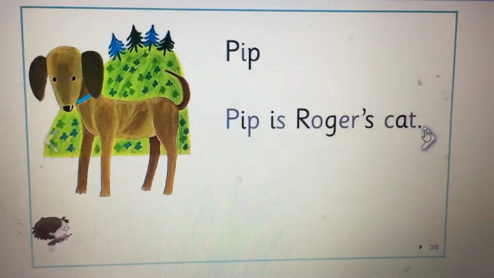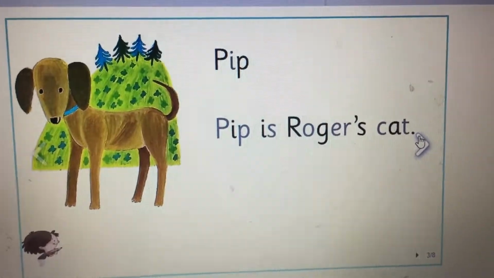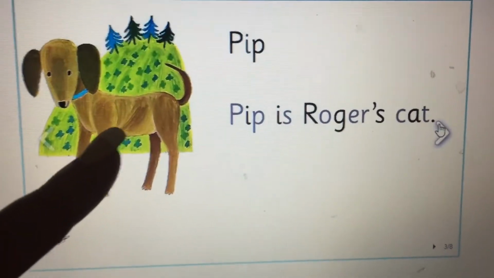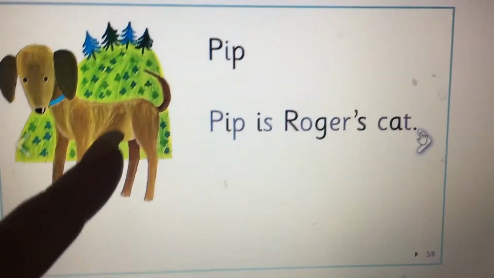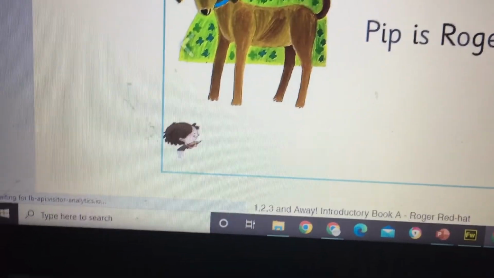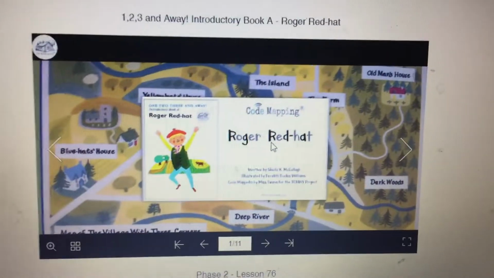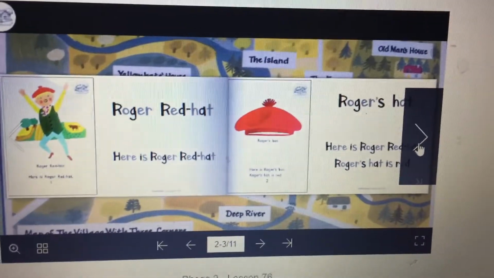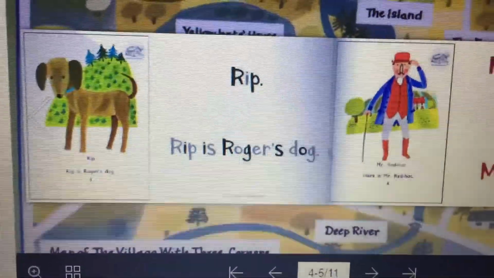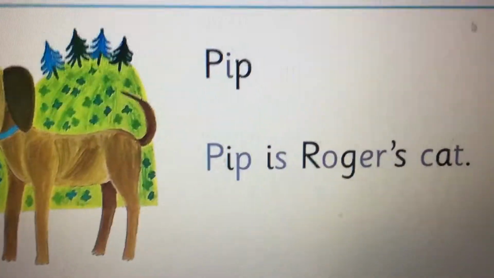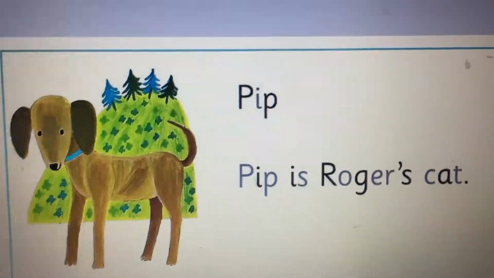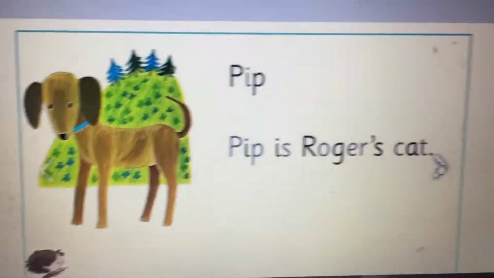So it goes through the whole book. Pip is Roger's cat. Now on this one, it's sort of GSF. Supposing they hadn't read the book before and they thought, well, Pip could be Roger's dog. Let's see who recalls the book, to see that actually in the book, what is Roger's dog's name? Hopefully they will recall from when they read it. Rip is Roger's dog. So it's not just the fact that it's a dog, not a cat, which they can deduce from the picture. Hopefully they remembered that it's Rip. Then they've got to do some phoneme manipulation and change Pip into Rip. So it just goes through the book.